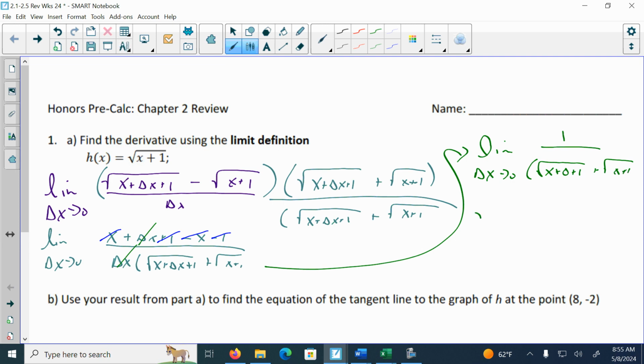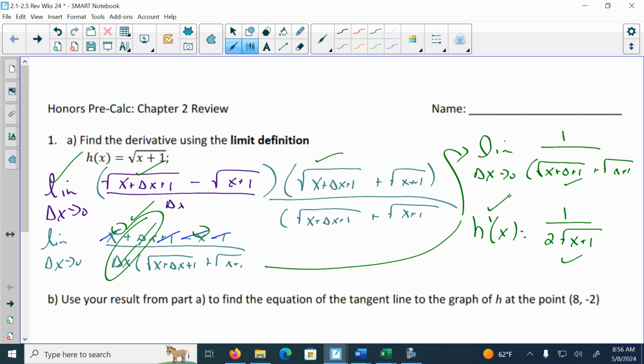And so my final answer, so I'm going to write the derivative notation, is actually going to be 1 over, and I'm going to have 2 of these, so 2 times the square root of x plus 1. What you need to show me is you take the limit as delta x approaches 0, substituting the x plus delta x, showing me how you simplify, so I want to see these being simplified and this being simplified. Finally, you have to show me substituting 0 for delta x. Then your final answer with the derivative notation.